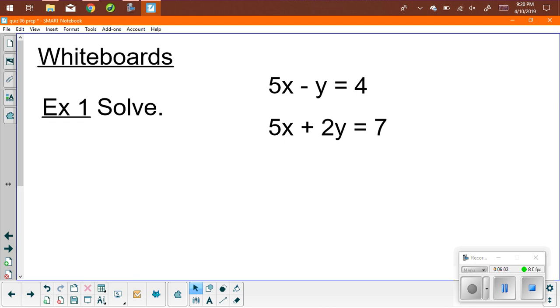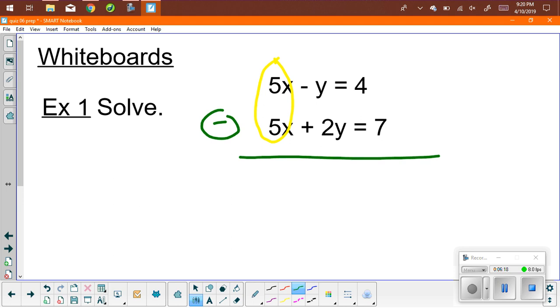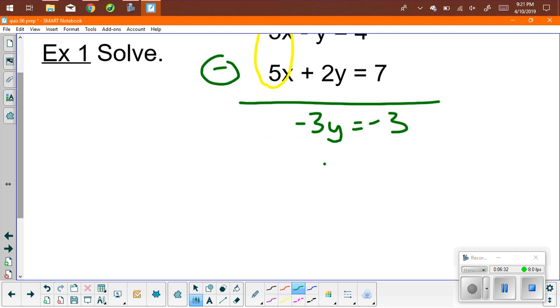Okay, so for example 1, let's go through the process of solving very quickly here. Hopefully you notice you have a pair here, right? You've got both 5s and they're the same sign, so we can just go ahead and subtract this pair of equations. So 5 minus 5 is 0, it's gone. Negative y, subtract 2y would be negative 3y, and 4 take away 7 is also negative 3. My last step is to divide those. So negative 3y equals negative 3, so y equals 1.